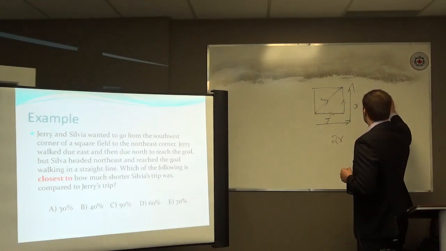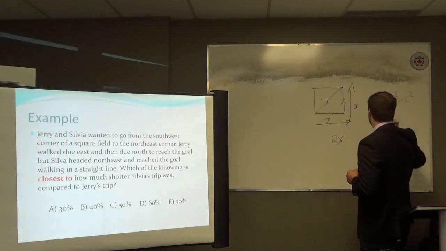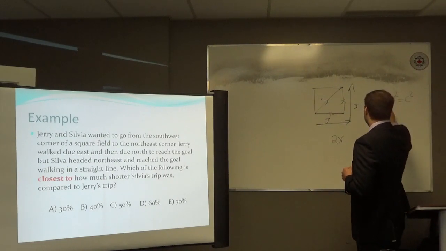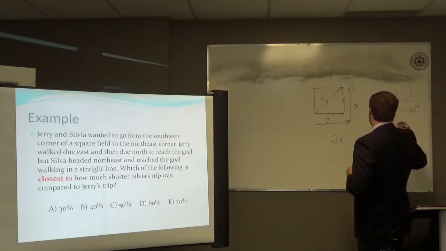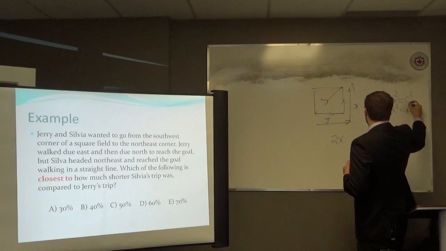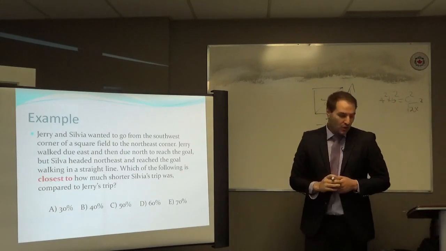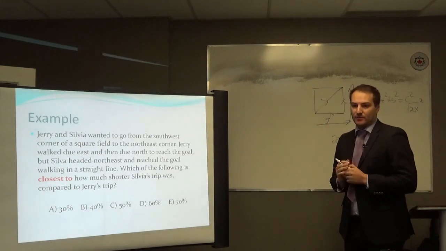So we know our theorem is a squared plus b squared equals c squared, right? So the a and the b are the same, which is x, plus x squared equals c squared. So that would be 2x squared. And then to find c, we have to take the square root of that. Right. So, but now, let me ask you one question. What is c? What is the square root of 2x squared?